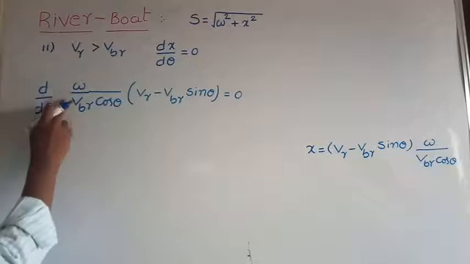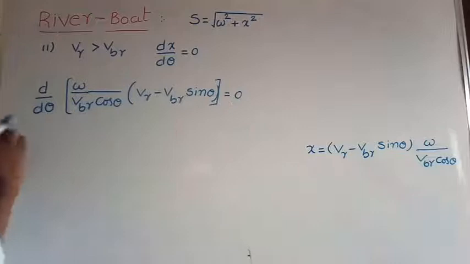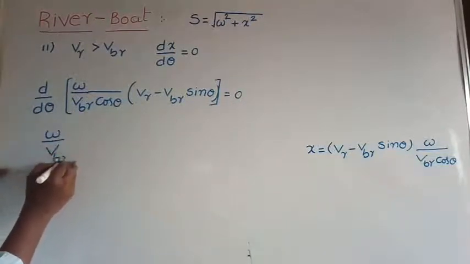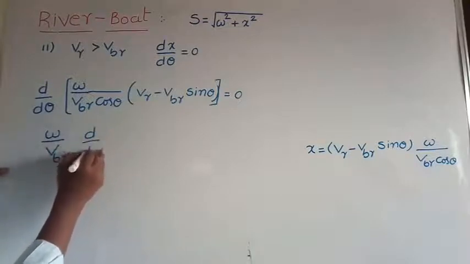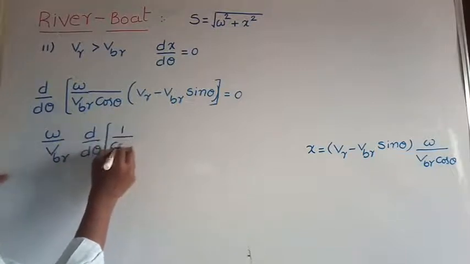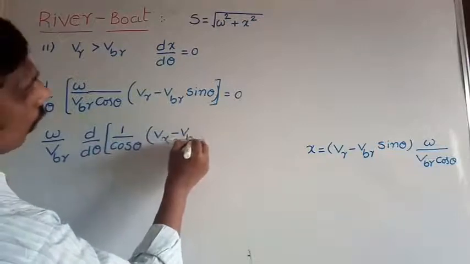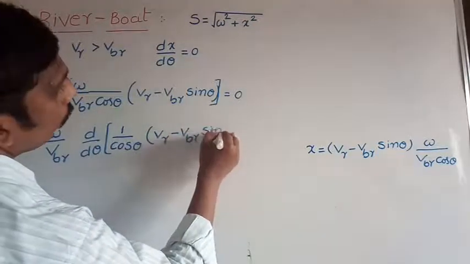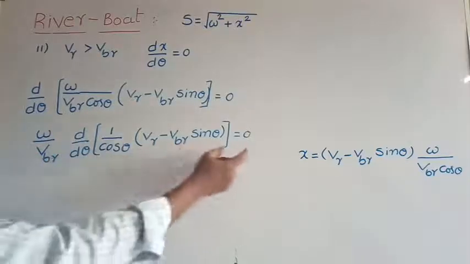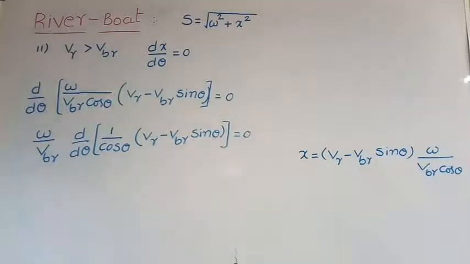Now here W by VBR is constant. So W by VBR is taken outside the differentiation. Then we get W by VBR into d by d theta of 1 by cos theta into VR minus VBR sin theta is equal to 0. Now W by VBR goes to the other side. Then we get d by d theta of 1 by cos theta into VR minus VBR sin theta.